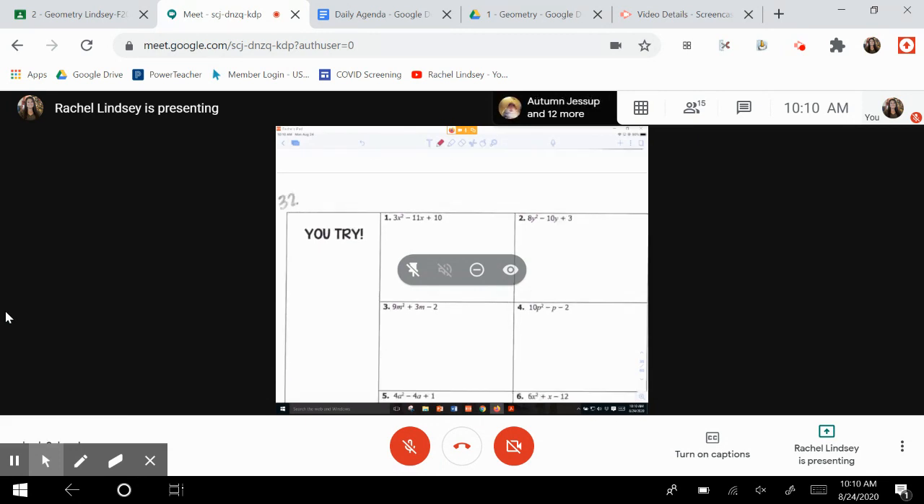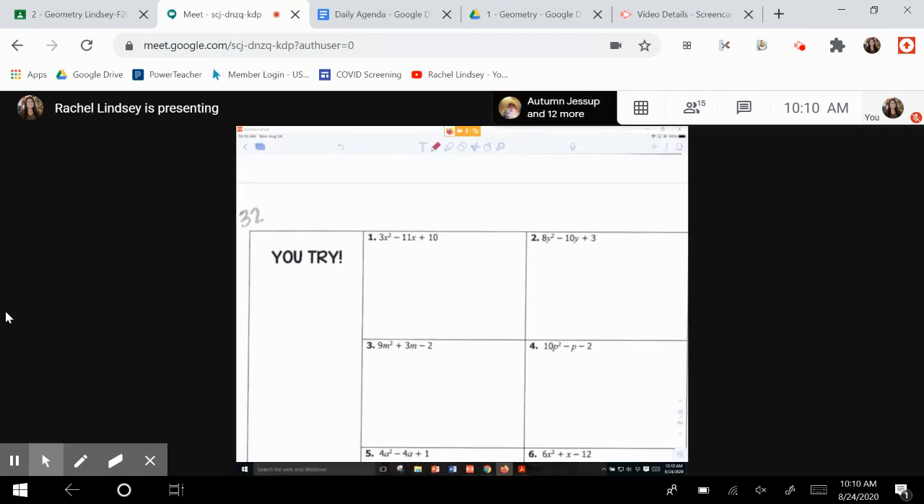Okay. So I can't factor anything out of 3, 11, and 10, so I need to slide that 3 to the 10. I'm going to multiply it by 3. Then I have x squared minus 11x, and then what's 3 times 10? 30.